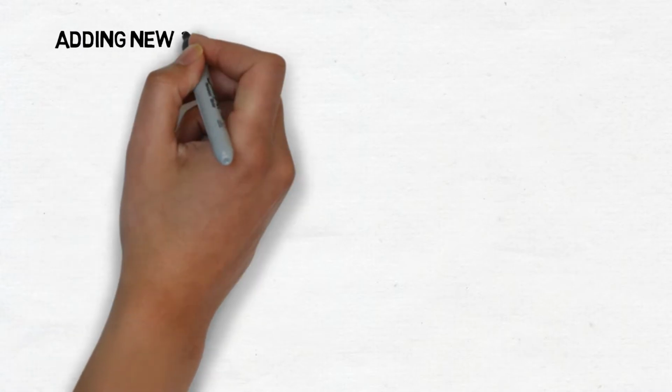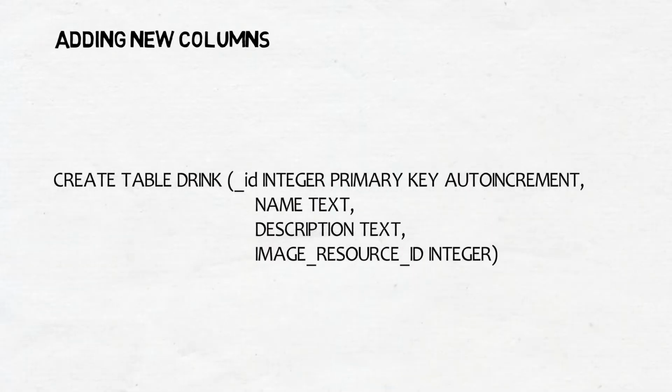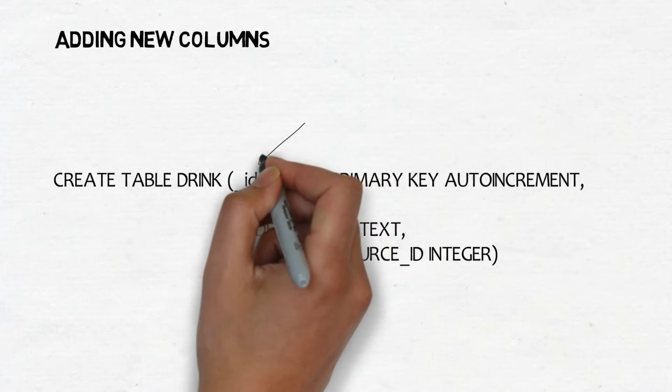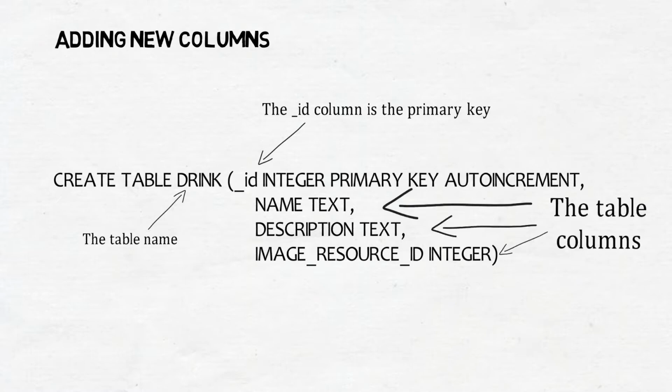Adding new columns to tables using SQL. In our earlier videos, you saw how you could create tables using the SQL create table command like this. The _id column is the primary key. This is the table name, and these are the table columns.